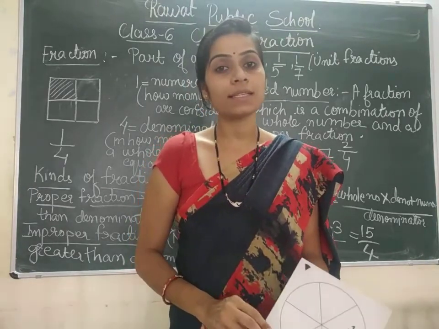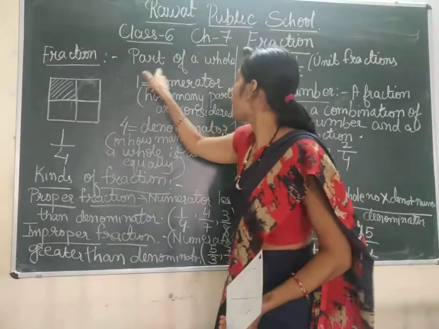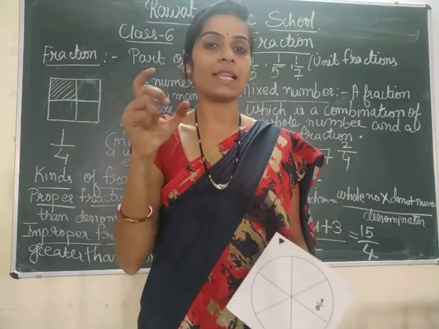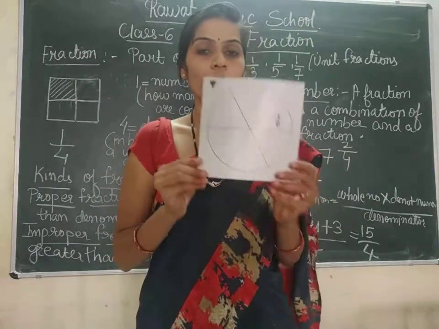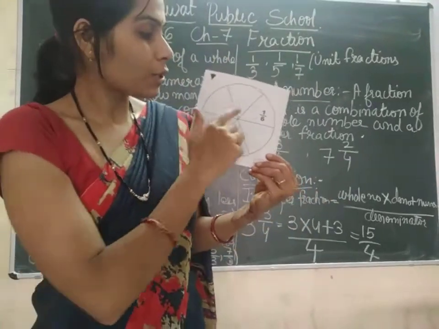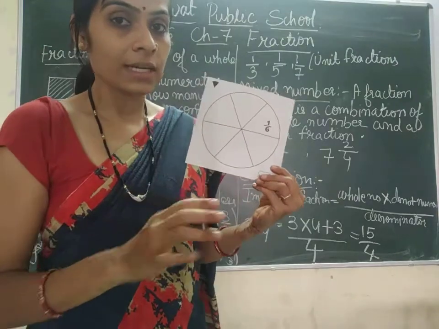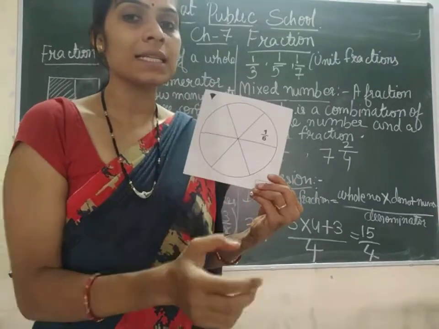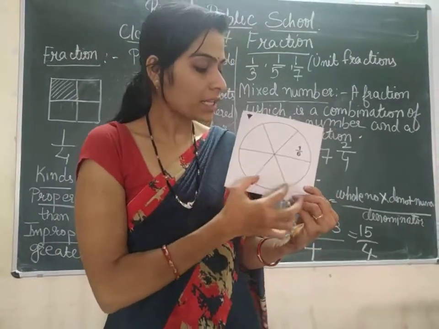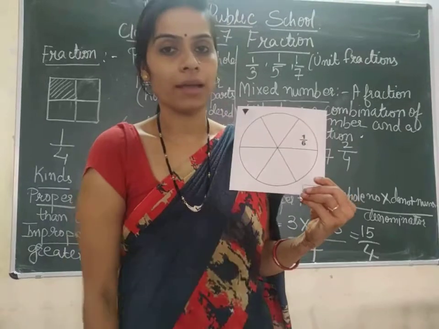So, these slices are what? Fractions. Fractions are what? Part of a whole. Of the whole pizza, one slice is a part. Okay, for example, let's consider this a pizza. So, here we can see 6 slices. So, each slice is part of the whole pizza, or each fraction here is a part of the whole circle.